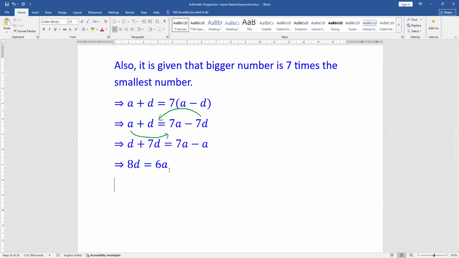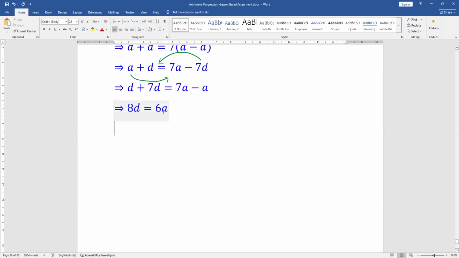And then after that, 8d equals 6a, and then we'll cancel further. We can cancel it as 2s are 4, 2s are 3. And then 4d equals 3a. Okay, so let me show that step: 4d equals 3a. So this is the equation we keep.